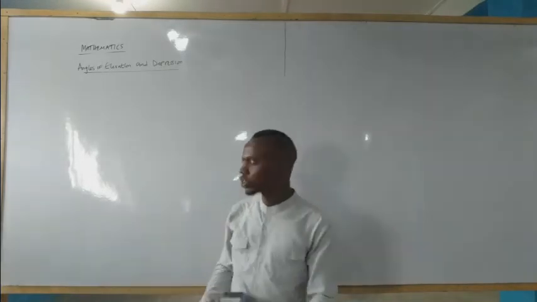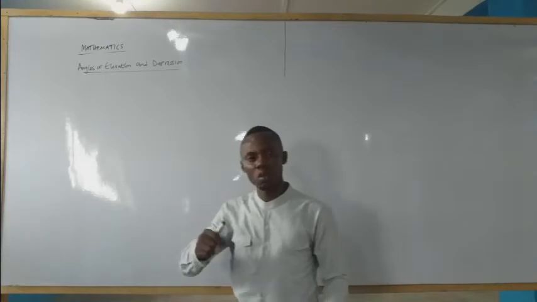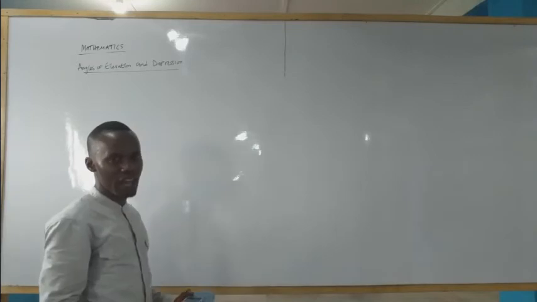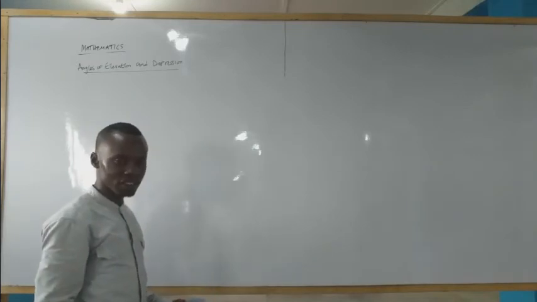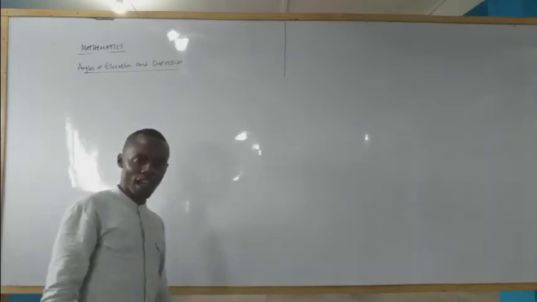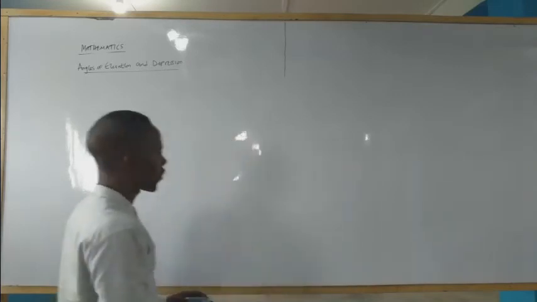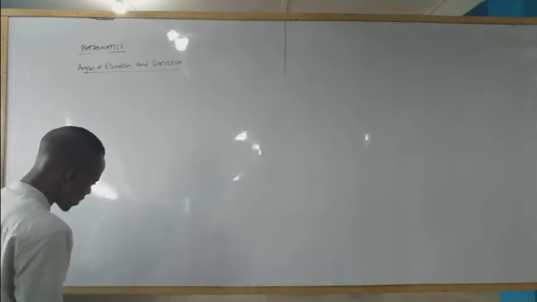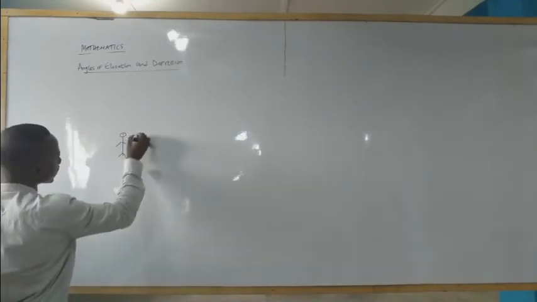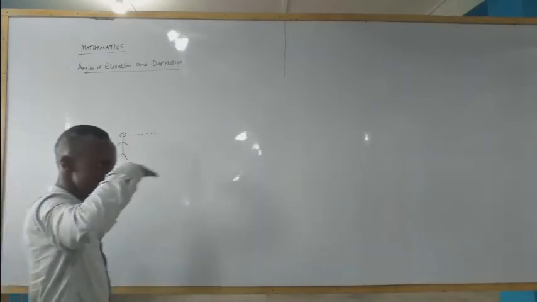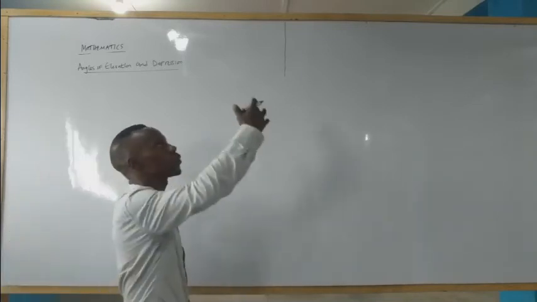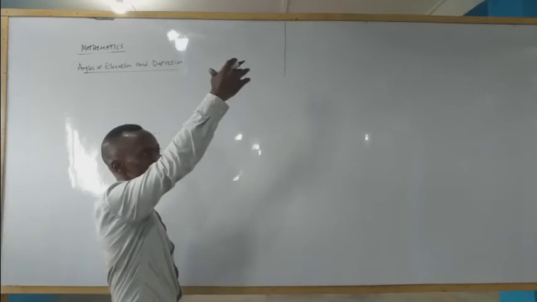So we want to calculate the angle between the eye level and the position of the eye when the eye is elevated, or the angle between the eye level and the position of the eye when the eye is depressed. Let us assume someone stands here. This is the eye level, and the angle of elevation is the angle between the eye level and the position of the eye when you're looking up to an object.